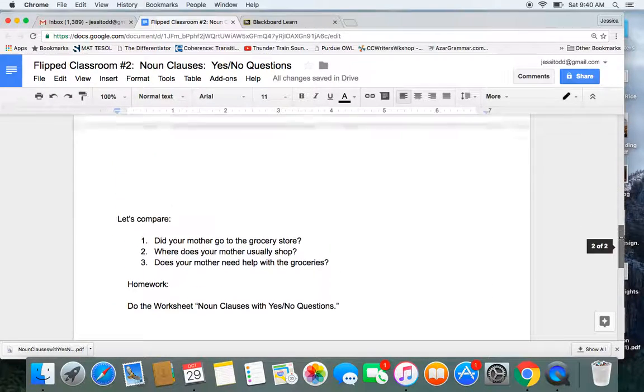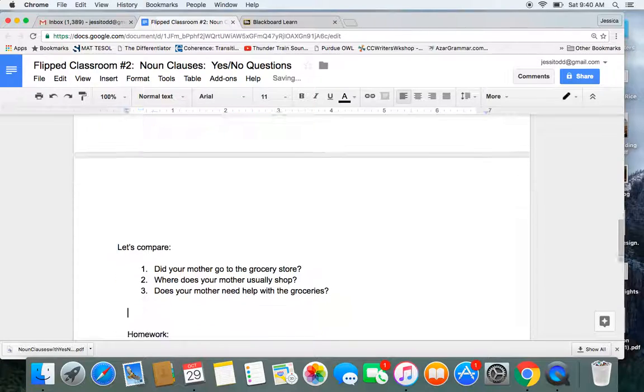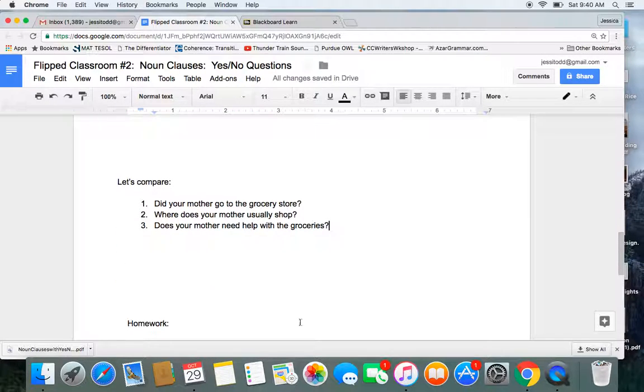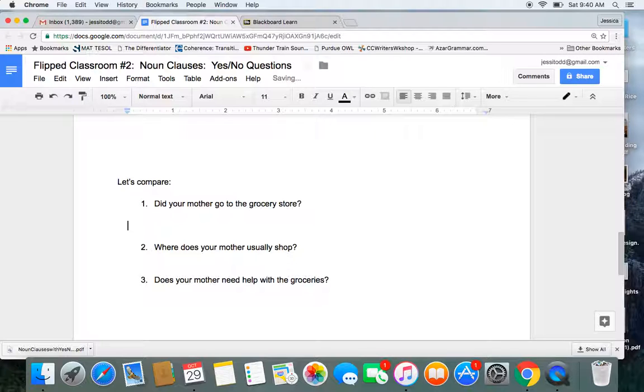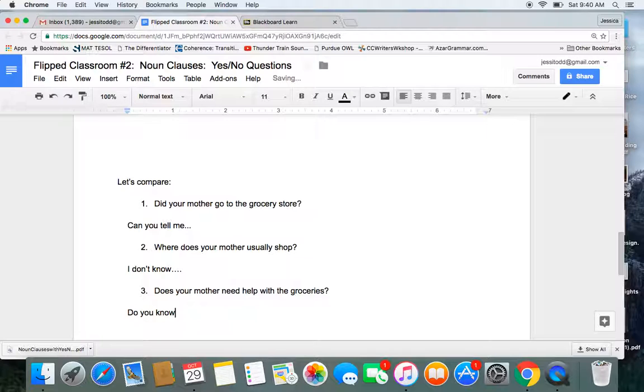Okay, so let's compare a few questions, right? Now that we've learned about many different types of questions, I'd like you to try to make a noun clause with each of these. Okay, so for example, for this one, I'd like you to use can you tell me? This one, I don't know. And this one, do you know? Okay, so again, take a minute, pause your camera or pause the video and try to answer these three using a noun clause.